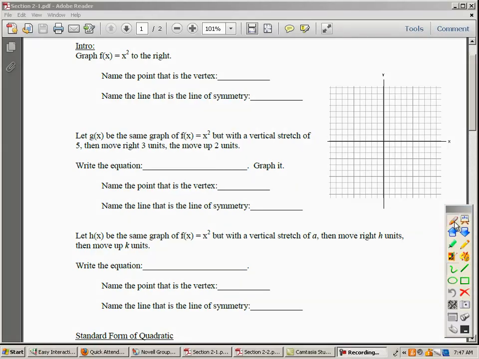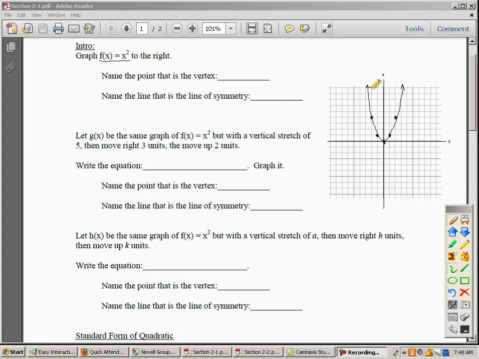Welcome to section 2.1. We're graphing quadratic functions and looking at general equations of them. I'm going to start with the intro, which is f of x equals x squared. Looking at this function right here, we're going to graph it. We know some specific points: (0, 0), (1, 1), (2, 4), and (-1, 1), (-2, 4). And you can look at this parabola.